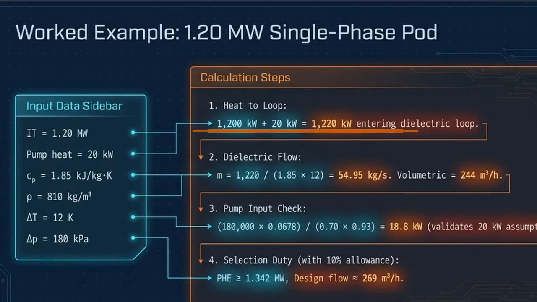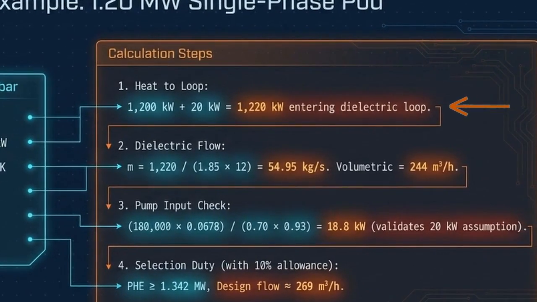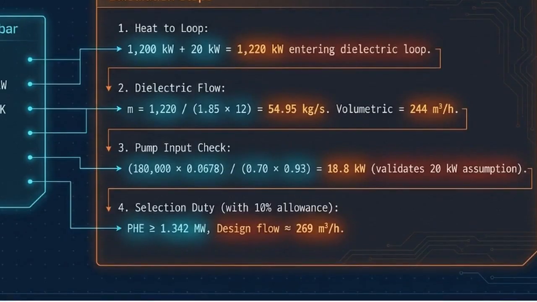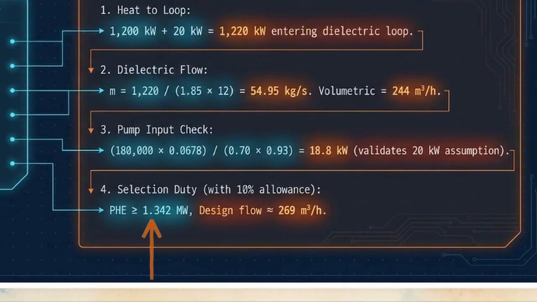This gives us 1220 kilowatts entering the dielectric loop, which dictates a required mass flow of roughly 55 kilograms per second. We then run a pump input check and apply a 10% design allowance. This translates our total loop heat and flow rate into the final selection duty. The plate heat exchanger must be rated for at least 1.342 megawatts.